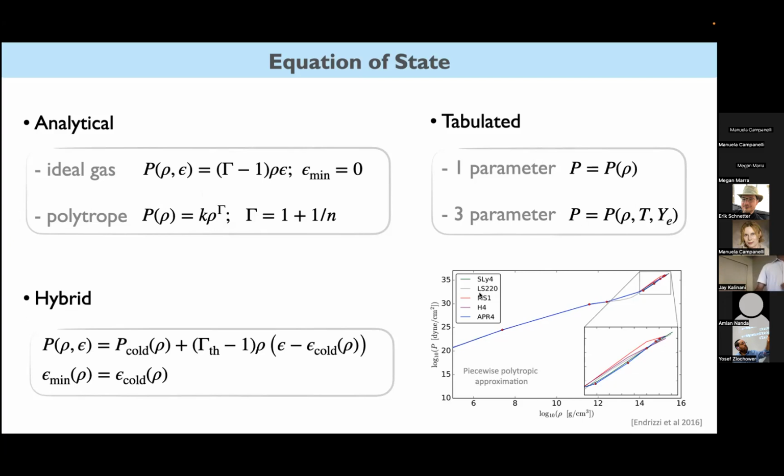And you can also have a hybrid equation of state, where you have a cold polytropic part and a thermal part as well. And below here, I show, for instance, different piecewise polytropic approximations used for the cold equation of state, where P is a function of density.